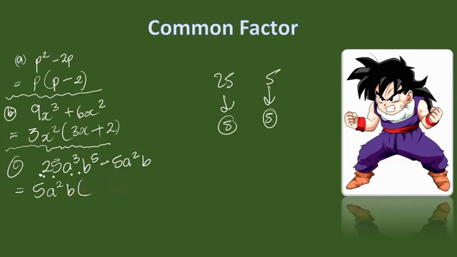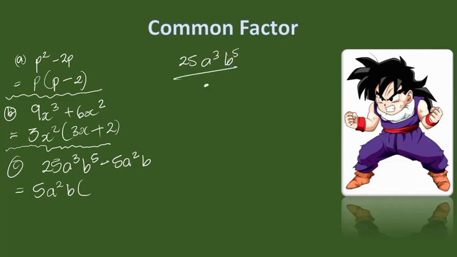Right? Afterwards, I divide these things by the common factor to get the remainder that will be inside the brackets. So I have 25a raised to 3 b raised to 5. I divide that by the common factor, which is 5a squared b.